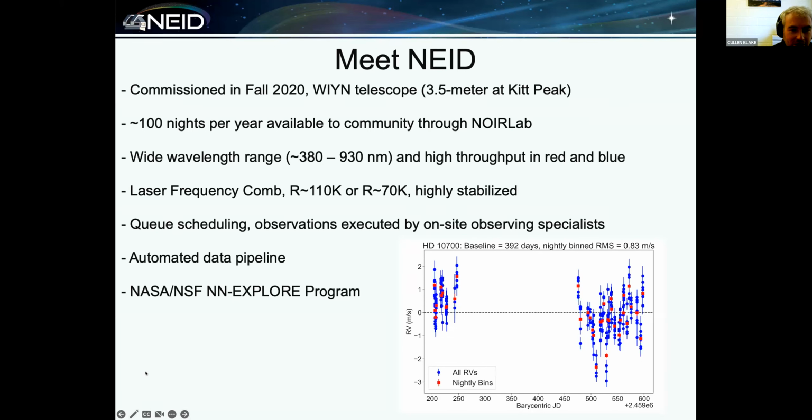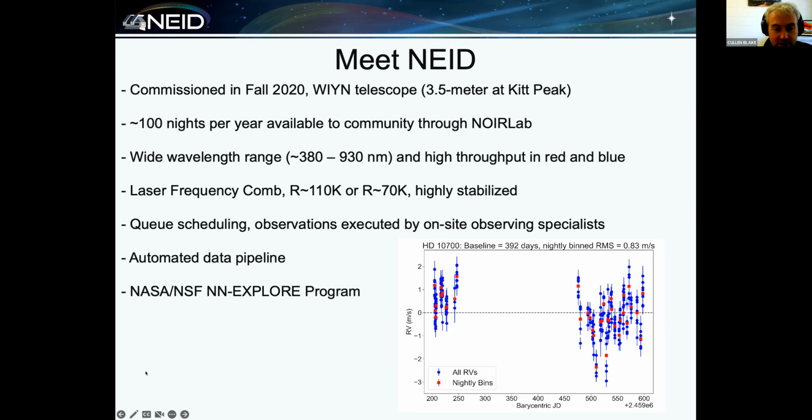And it's at the WIYN Telescope at Kitt Peak, a 3.5 meter telescope. There are about 100 nights per year available to the community through NOIRLab. From the instrumentation point of view, what makes NEID maybe different or special is that it has a very wide wavelength range from calcium H and K all the way out into the Z band. It's designed with high throughput in the red and the blue. We have a laser frequency comb, 2 observing modes for high and low resolution, and it's highly stabilized from the point of view of temperature. It's all operated through a queue, and those observations are executed by on-site observing specialists.